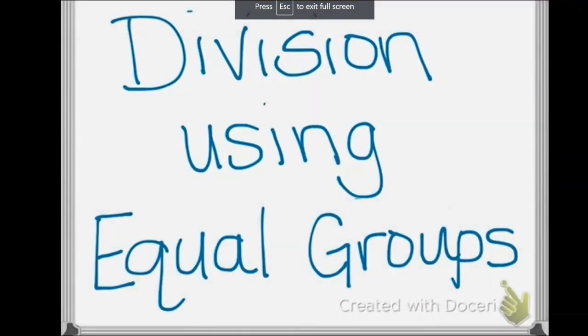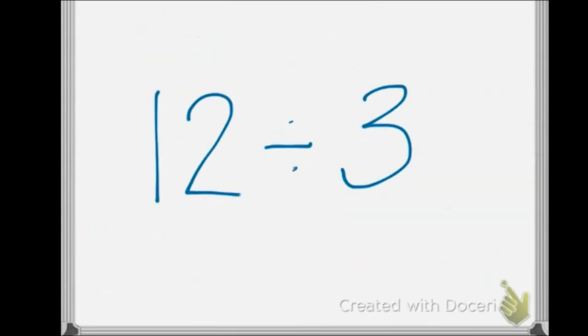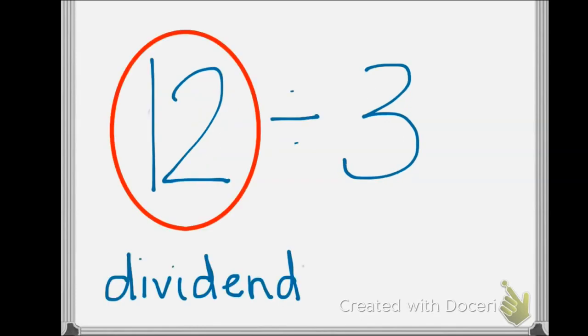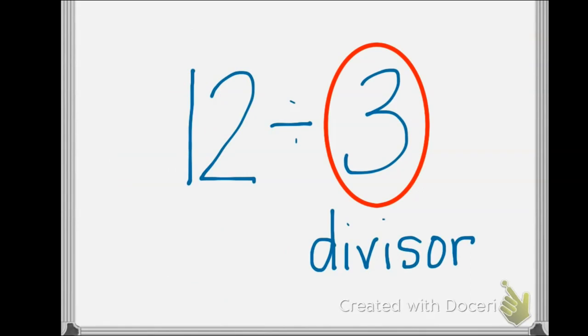Today we are going to learn about division using equal groups. Let's begin with the problem 12 divided by 3. When you divide, you take a larger group and split it into smaller, equal groups. We know that the dividend in a division problem represents the total number of objects. The divisor can tell us how many objects are in each group or how many groups there are. Today, we will focus on the divisor representing how many groups there are.